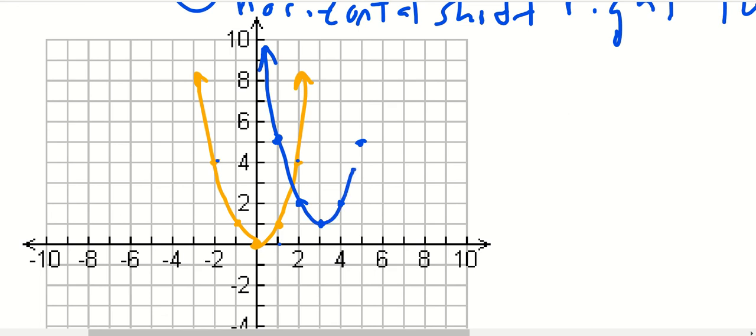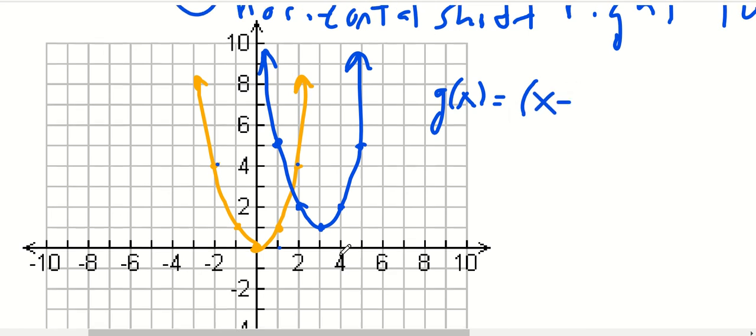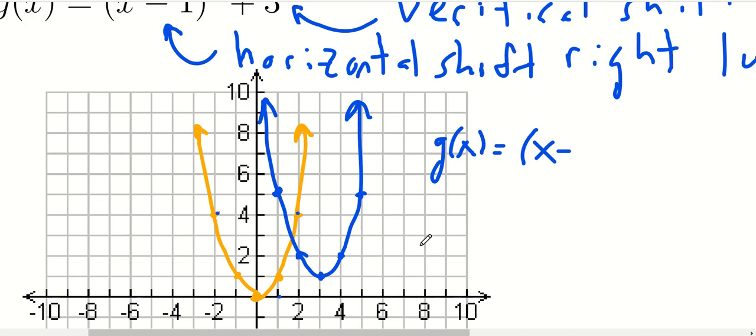Once you have your points all moved over, then just simply go ahead and connect the dots and make the pattern. We know the graph of x squared is a parabola, and so this is what we have. This represents the graph of g of x equals (x minus 1) squared plus 3.